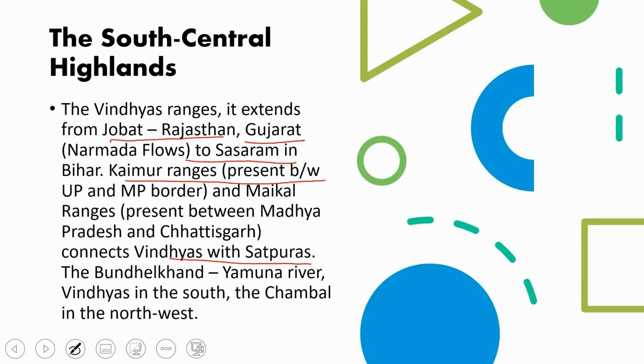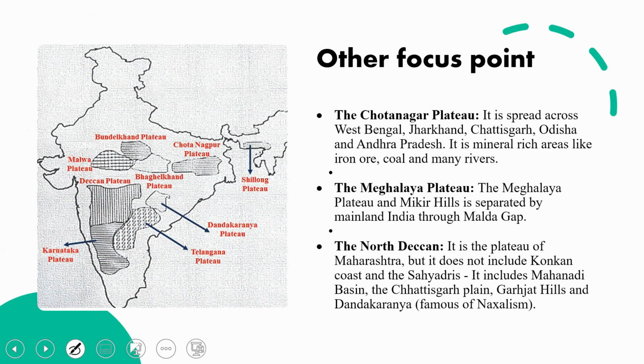So the Bundelkhand, Yamuna river, Vindhyas in the south and Chambal in the northwest. So we will see the focus of the plateau, that it is a Malwa plateau, this one, then Bundelkhand plateau, then Baghelkhand plateau, then Deccan plateau, then Chota Nagpur plateau, then Shillong plateau, then Dandakaranya plateau, this one, and then Telangana plateau. Earlier it was in Andhra Pradesh, now it has been divided. Then your Karnataka plateau. So these are the major plateaus present.